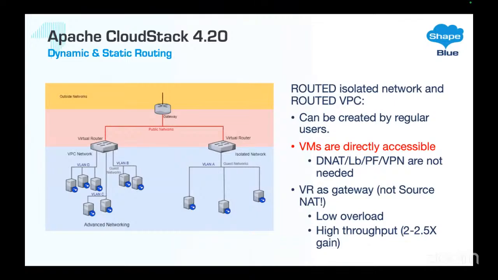On the other hand, when you use a routed network, instances are directly assigned public IP addresses. The virtual router, in that case, continues acting as a firewall and upstream router for the isolated VPC network. So using routing in the virtual router provides low overhead and high throughput, achieving a performance gain of around 2 to 2.5 times compared with NATed networks.